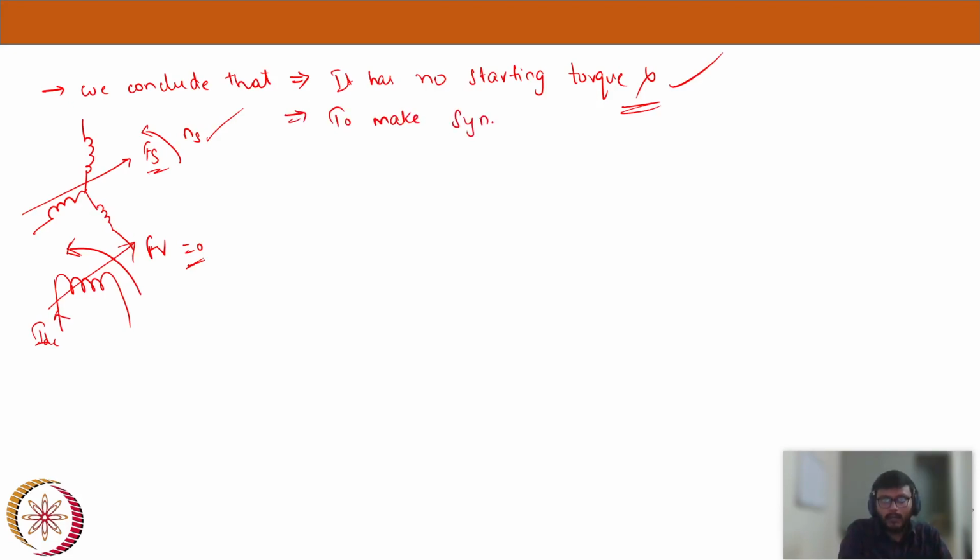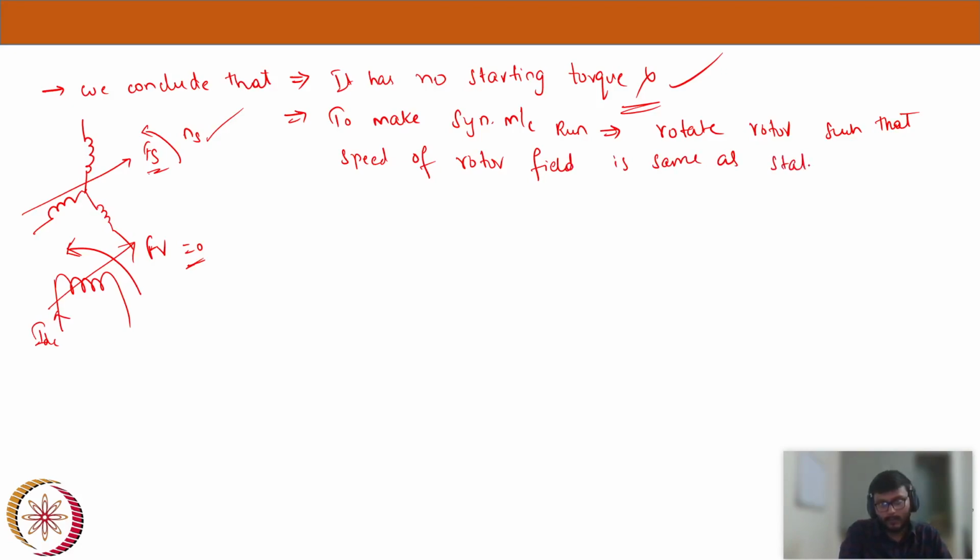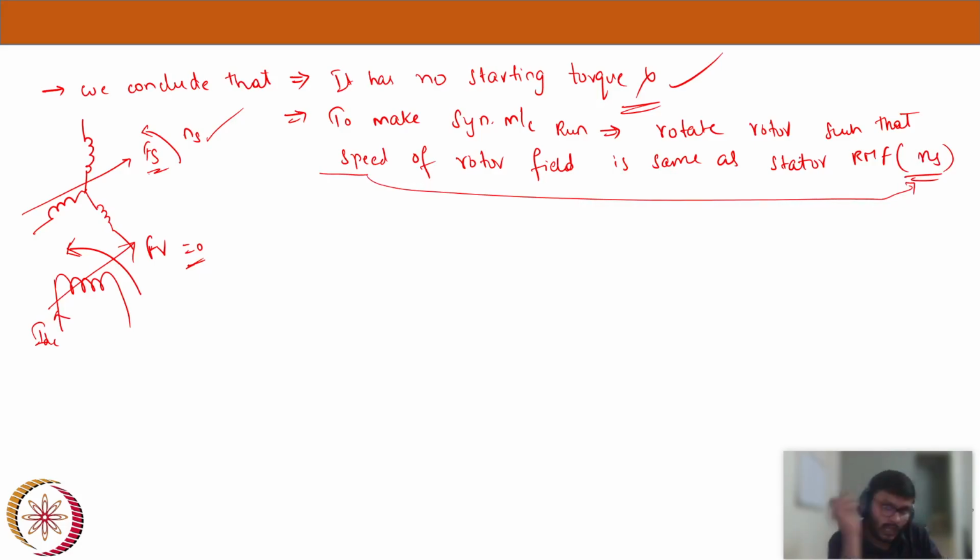to make a synchronous machine run, rotate the rotor such that the speed of the rotor field is the same as the stator rotating magnetic field. Here the speed is ns. That's the other conclusion which we can make from directly discussing the concept of the synchronous machine, right?